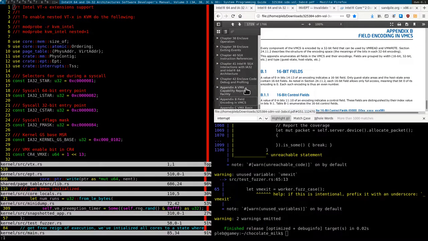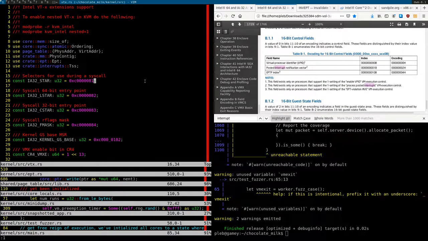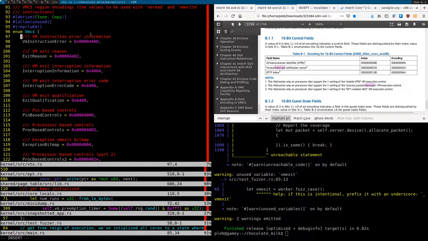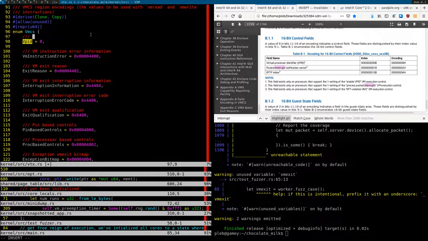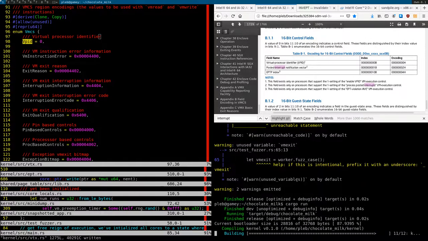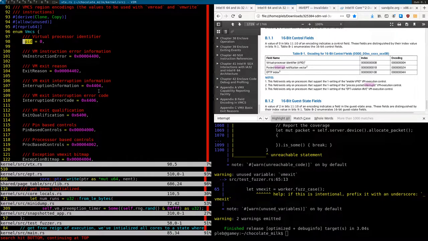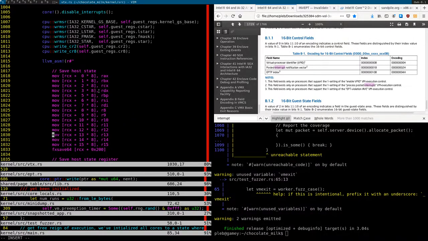I guess I want a unique identifier for my VPID. VPID is literally at zero. Okay. VPID is zero. Virtual processor identifier. Okay. Then we'll set that VPID in the init once.